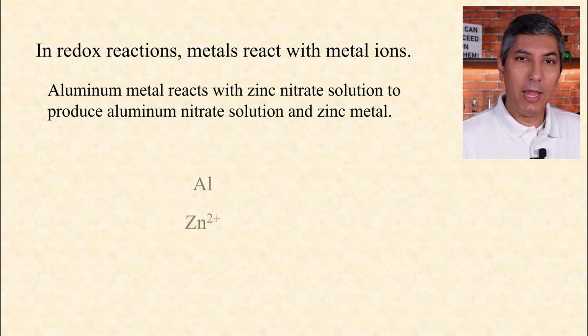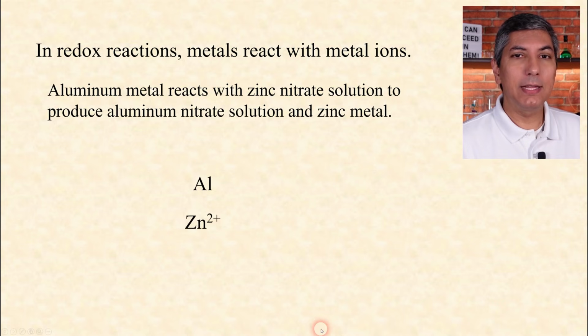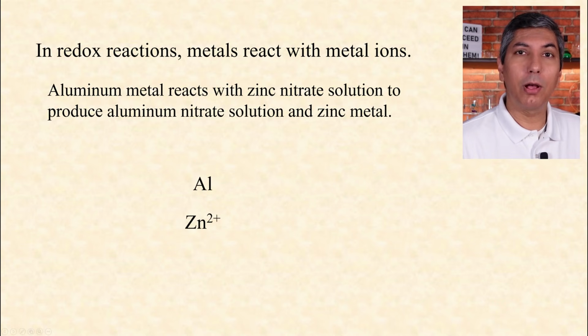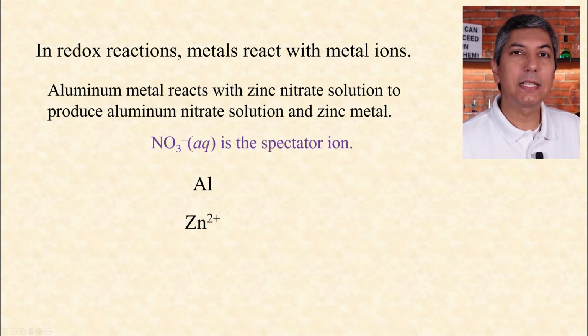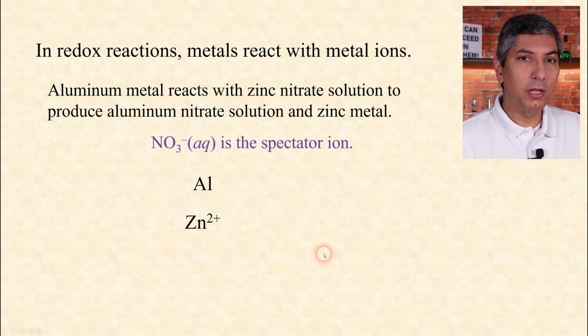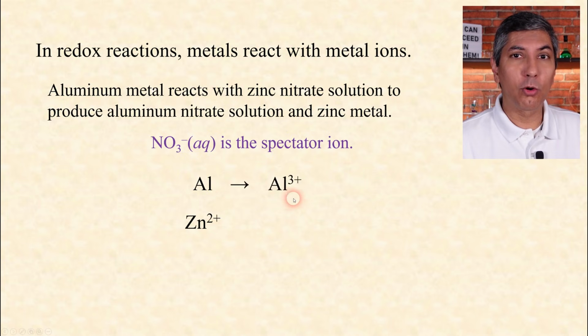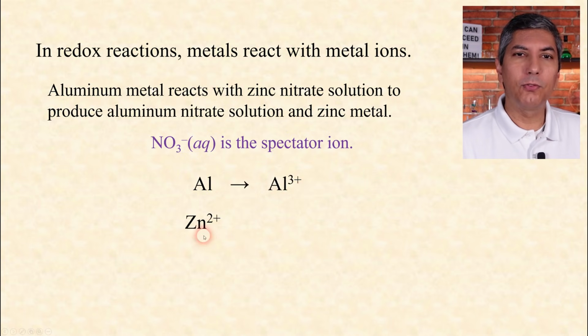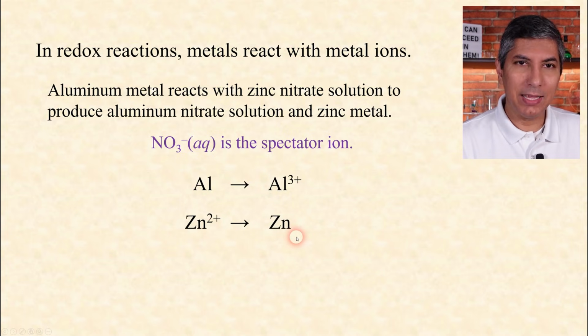So aluminum, Al, is reacting, and zinc 2+ ions are also reacting. The nitrate is a spectator ion. It's not doing anything. The aluminum is converted into the ion form of aluminum, which has a +3 charge, and the ionic form of zinc is converted into the metallic form of zinc, Zn.